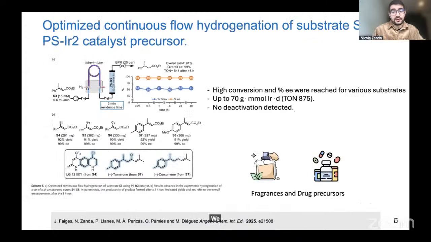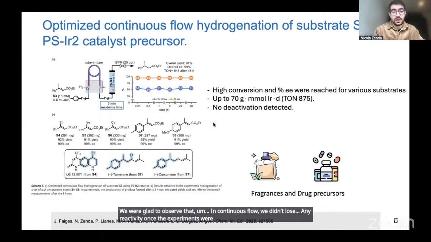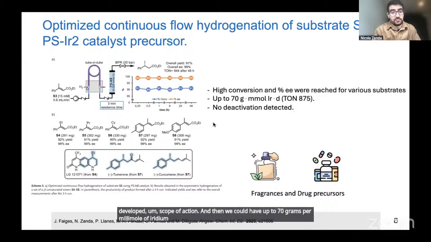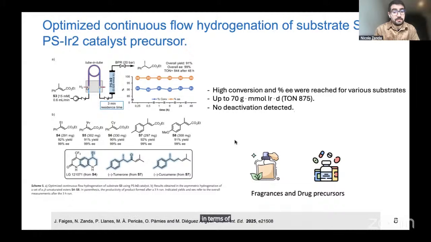We were glad to observe that in continuous flow, we didn't lose any reactivity once the experiments were run. We observed high conversion and high enantioselectivity with various substrates, which were in part more challenging when compared with the previously developed scope of reaction. And then we could have up to 70 grams per millimole of iridium produced per day in terms of productivity.